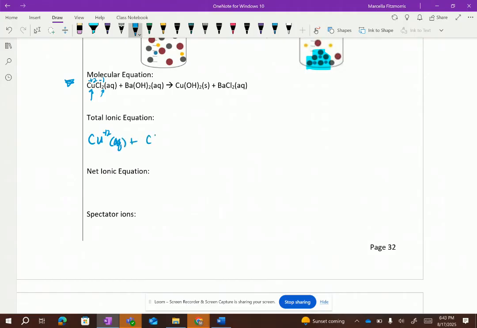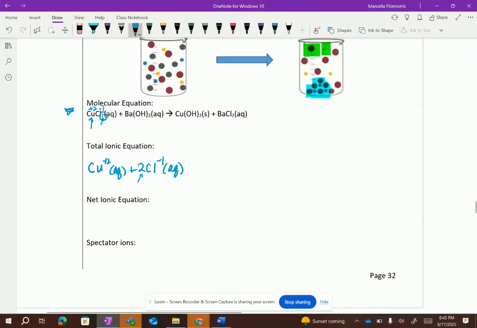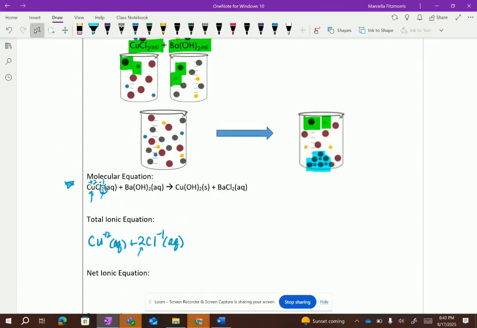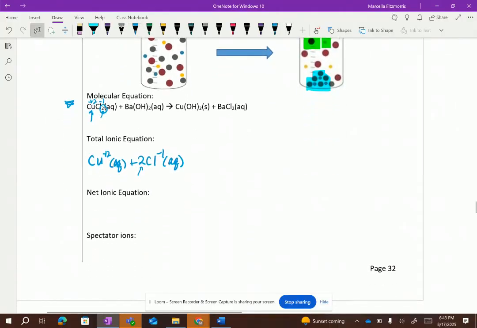Then we have our Cl, which is a -1 charge, aqueous. And there's two of them. So I'm going to draw the two in front to show there's two of them floating around separately, because in reality, that Cl and that Cl are separate in the cup. That's why I draw the two in front.